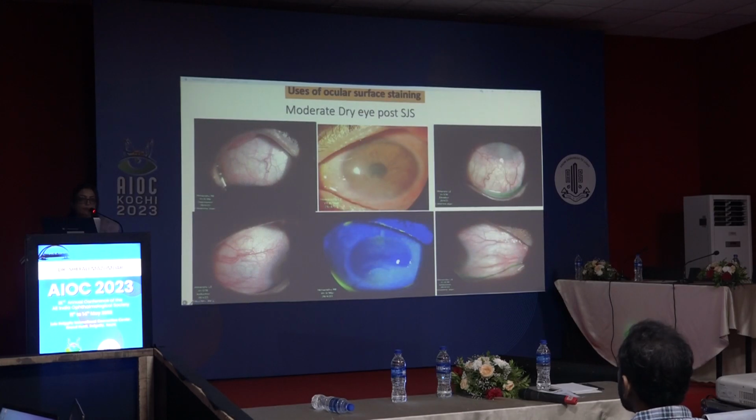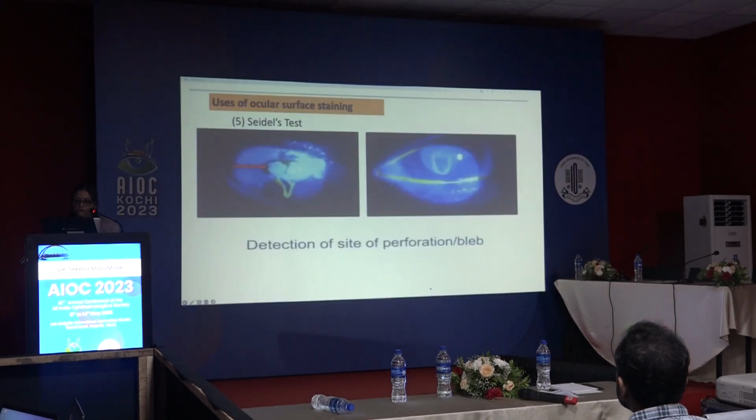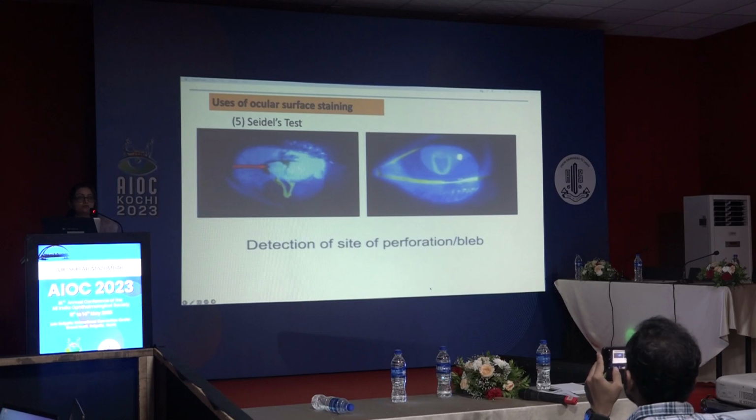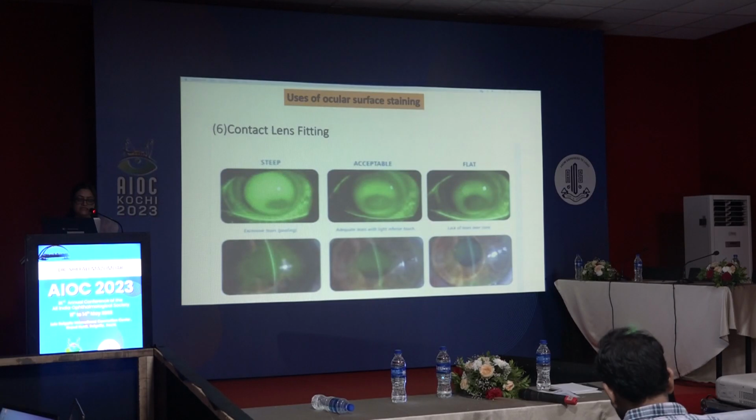Another case of dry eye, post Stevens-Johnson syndrome, and this is the typical staining pattern of the cornea in SJS. You can see the concentration of dye involving the inferior one-third and superior one-third of the cornea. That is because of lid wiper epitheliopathy. Another use of ocular surface staining is in the detection of occult perforation and leaking blebs with the help of Seidel's test, and lastly in contact lens fitting.